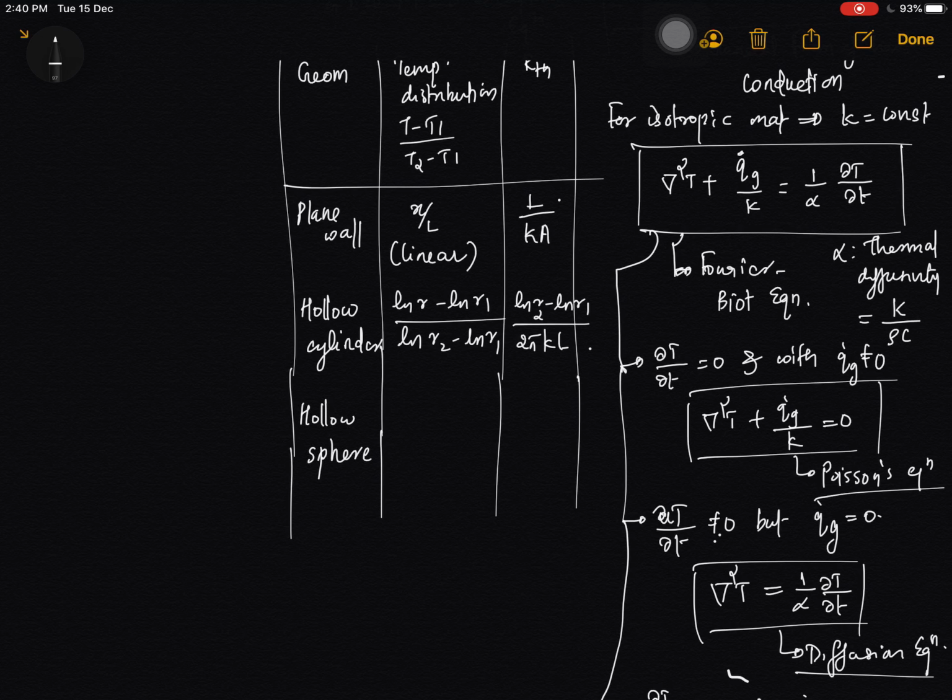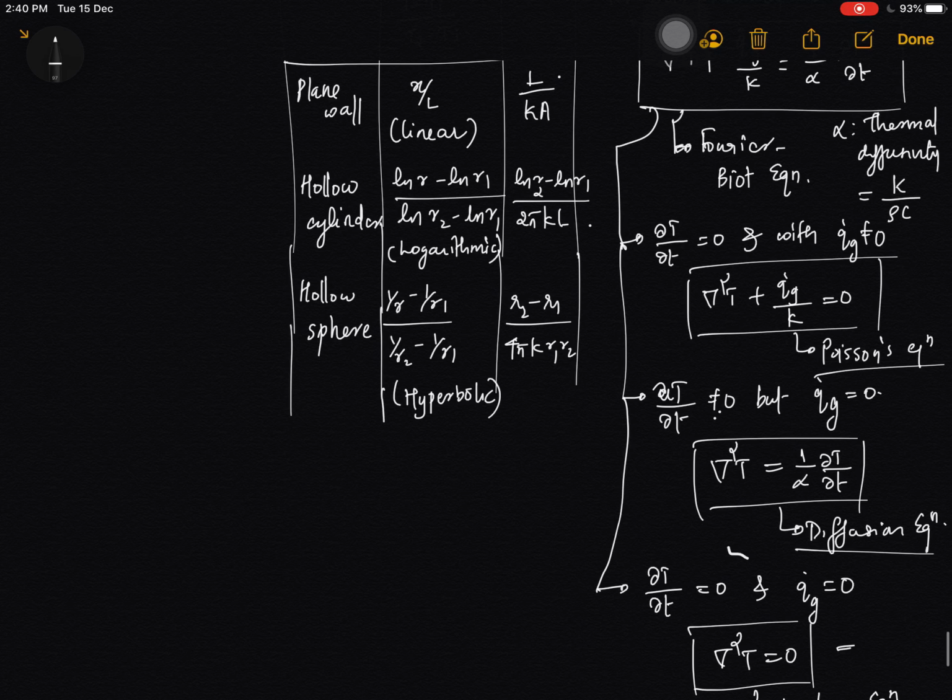So next we dealt with the hollow sphere, and in the hollow cylinder case the temperature profile was logarithmic. Please note the temperature profile was logarithmic. For the hollow sphere the temperature distribution was (1/r minus 1/r1) by (1/r2 minus 1/r1). Here we can see the temperature profile was hyperbolic in nature, and the thermal resistance was (r2 minus r1) by 4 pi k r1 r2.